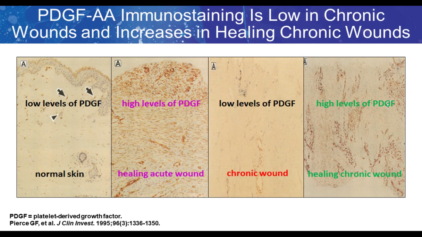In contrast, in the purple you see a healing acute wound, and now there's lots of brown immunostaining, high levels of PDGF. In contrast, when we see a chronic wound, there's almost no staining of PDGF because it's being proteolytically broken down. But when that chronic wound gets good care, inflammation and proteases drop, and now the levels of PDGF reappear in massively higher levels of brown staining and the wound heals.